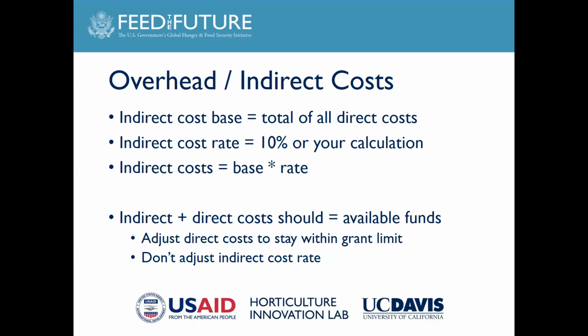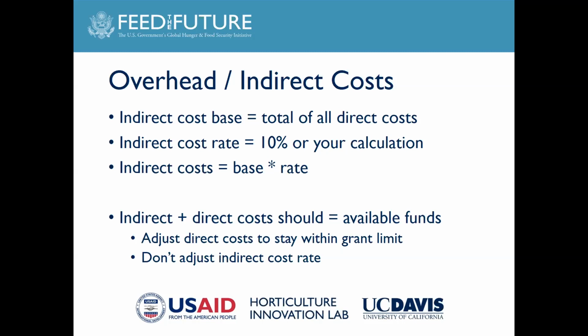And then add them together. So add the indirect to the direct, and that has to total up to the available funds. So let's say they're offering a $10 million grant. Your indirect and direct added together should not exceed 10 million. So you might have to adjust a few things in the direct costs to stay within that limit. You don't want to adjust your indirect cost rate to stay within the limit.